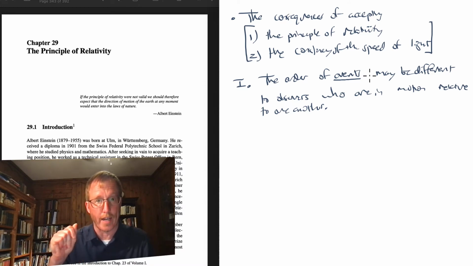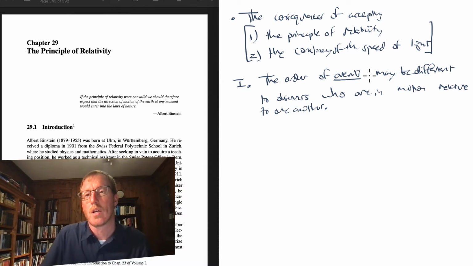That would be an event that we're talking about, okay? Another event might be someone slamming the door at 2 o'clock in the afternoon. That would be an event, okay? So the point in this first point that I'm making is that the order of events may be different to observers who are in motion relative to one another.